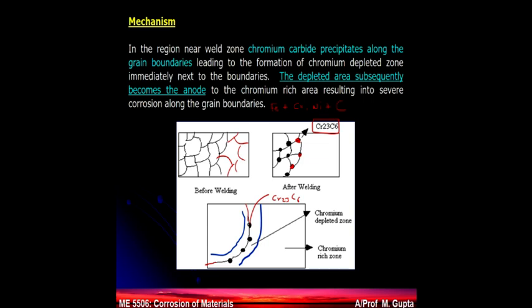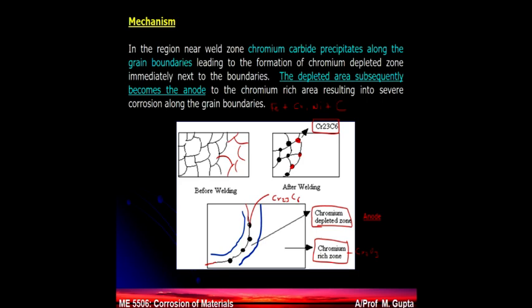This chromium and carbon is taken from the zone next to the grain boundary, and as a result, this area around the grain boundary gets depleted in chromium. So it makes a chromium depleted zone. If you go away from this zone, you again have the same amount of chromium, which is good enough to give you the protective chromium oxide layer. Right? The chromium depleted zone does not have a protective chromium oxide left now, so it will make an anode.